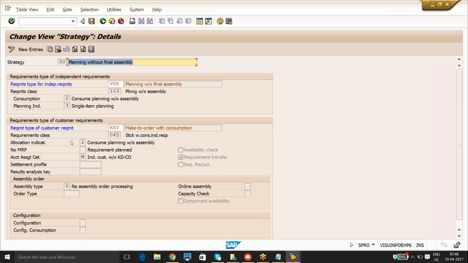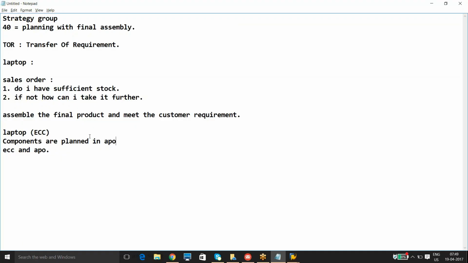Planning without, very good. So here for that, I was saying about transfer of requirement, right? TOR. So this transfer of requirement will ensure that a request is raised, and the APO system is acknowledged that a request has been raised for the laptop. Because the components of this laptop are planned in APO, APO has to give a responsive answer, which will ensure that the laptop assembly can happen. Hope you got me.